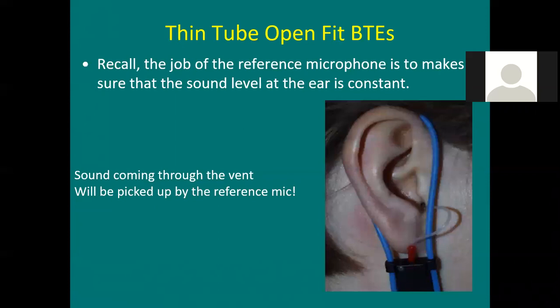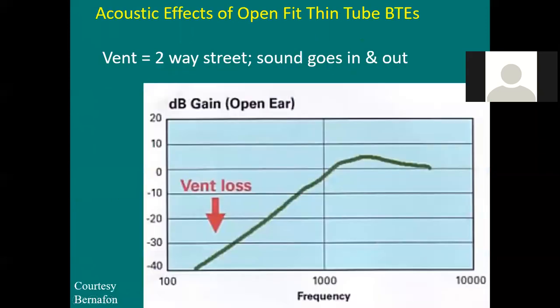Chances are on your real ear system, if you moved your head closer to the speaker, the sound from the speaker would get softer. If you moved your head further away, the sound from the speaker would get louder in order to maintain 65 dB SPL being picked up by the reference mic. But sound coming through the vent will also be picked up by the reference mic. So sound leaking out of your big vented hearing aid here will also get picked up by the mic.